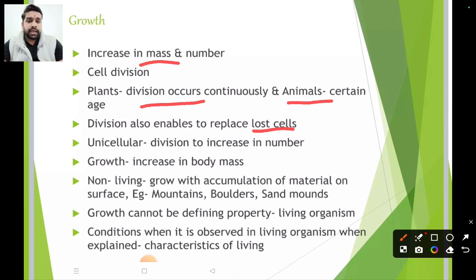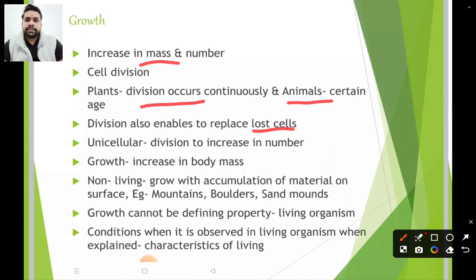Now, we had also learned about another kind of living organism, that is unicellular. Unicellular organisms are also considered living organisms. It means they will also show cell division, and they will also show growth. In unicellular organisms, cell division occurs to increase their number. And in unicellular organisms this cell division can also be considered as reproduction. In next classes we will study that unicellular organisms show cell division, which means their asexual reproduction. It is the same point for reproduction and growth, just only for unicellular organisms.